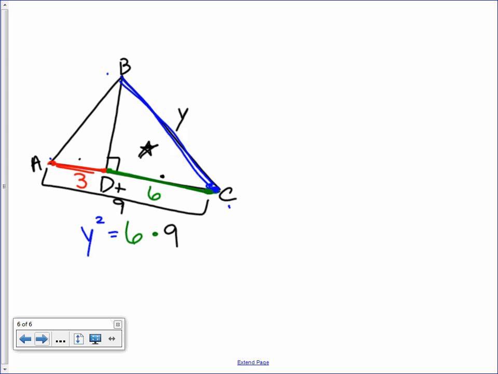So you always use first the number that's on the same triangle as the leg that you were using to get the y squared from. Okay? Okay, we don't have to finish that problem. That was just to show you.